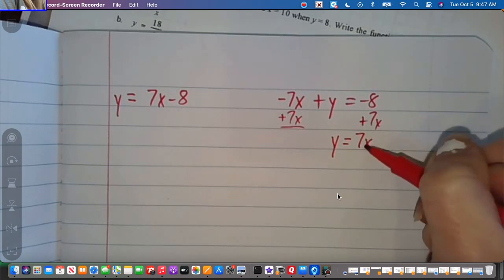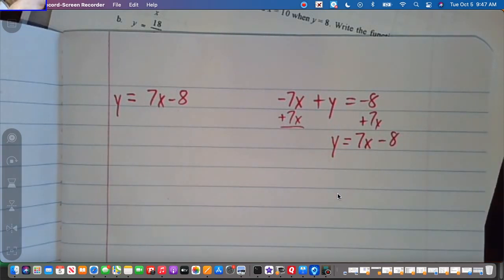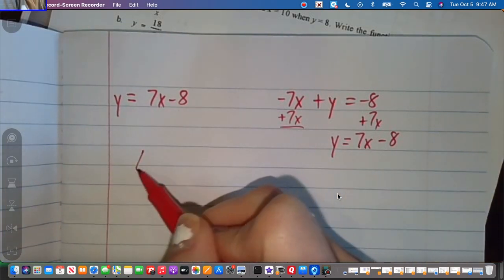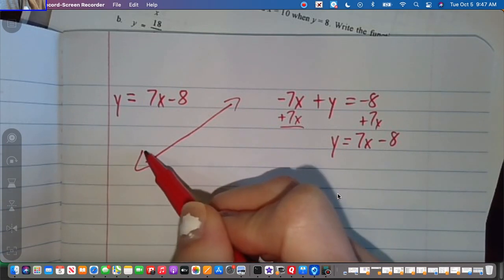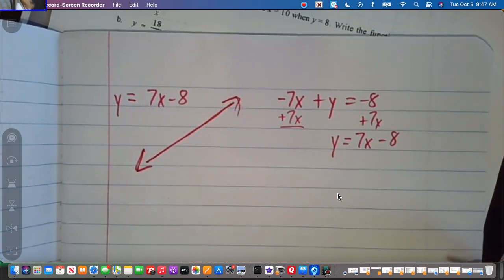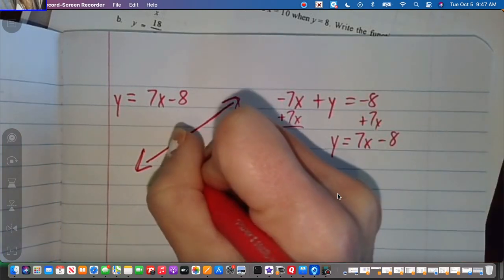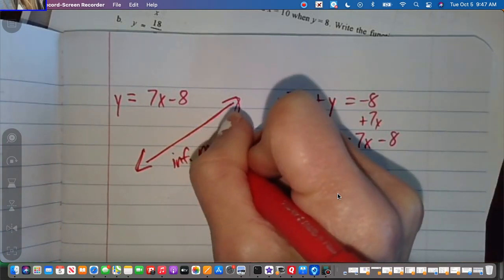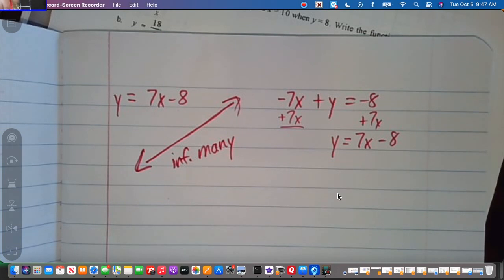So we get 7x minus 8. What happens when it's the exact same line? If you graph these and they are the exact same line, they cross at every point. So it's infinitely many. And so when you get to this on your test, you're going to go back to my video and see, right?